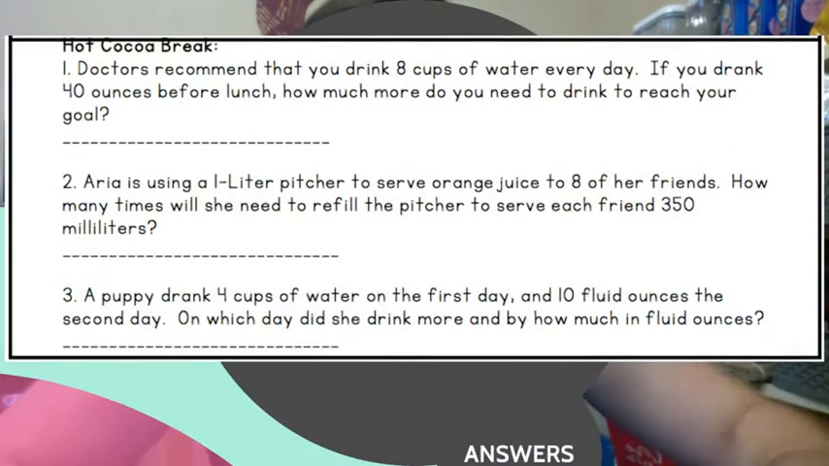So we know now that she drank 32 fluid ounces on the first day. And she drank 10 fluid ounces the second day. So the 4 cups is actually greater because it's equal to 32 fluid ounces. But that's not what my question is actually asking me, and I made a mistake here. It's saying on which day did she drink more and by how many fluid ounces? So she drank more on the first day, but by how many fluid ounces?